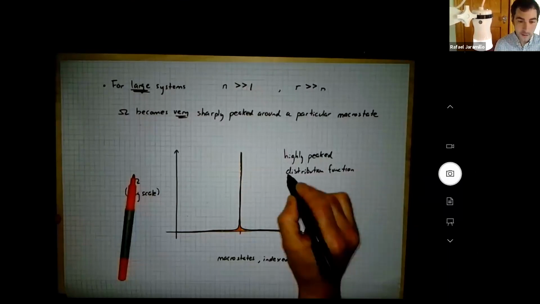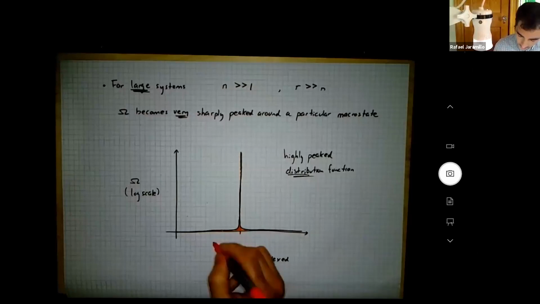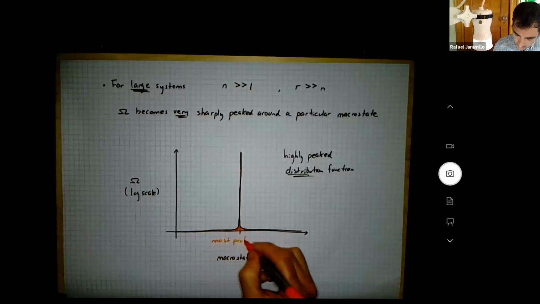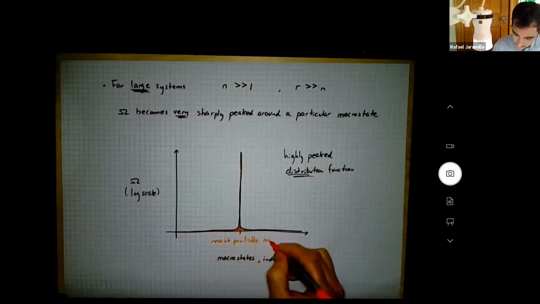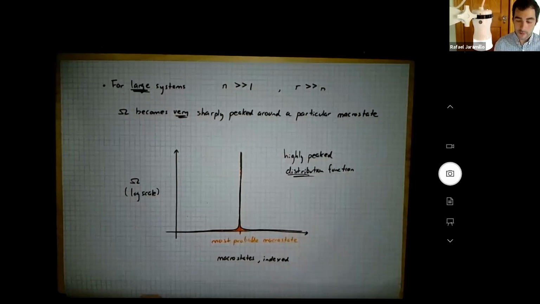So again, another concept from probability and statistics. And this state, we will see, is the most probable macrostate. It's the most probable macrostate.